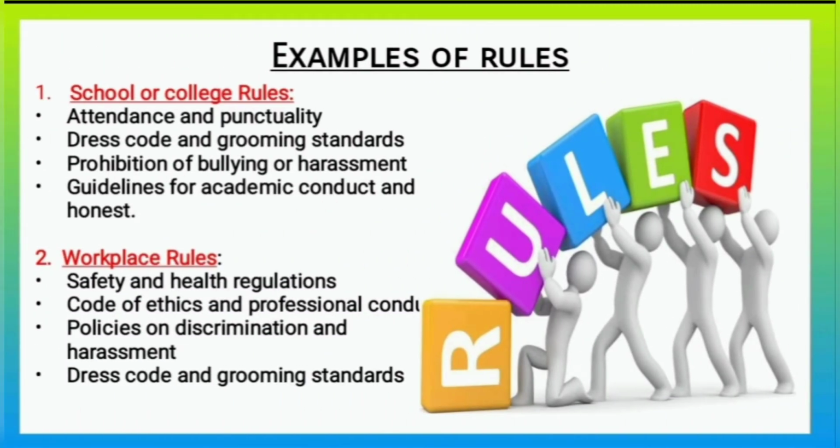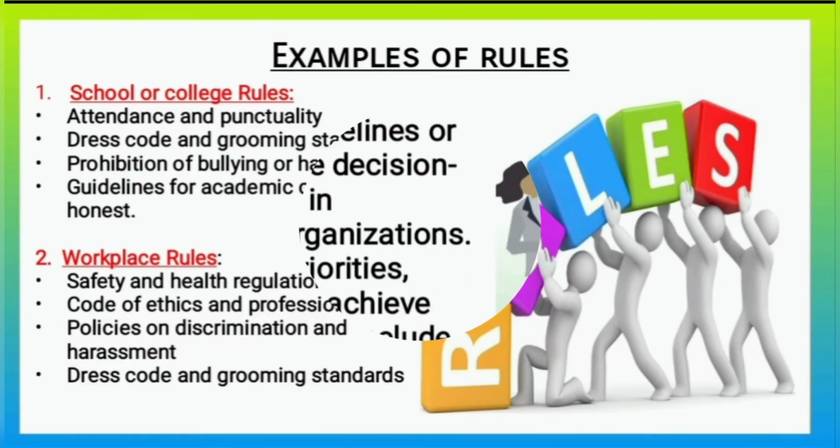Examples of rules. 1. School or college rules. Attendance and punctuality. Dress code and grooming standards. Prohibition of bullying or harassment. Guidelines for academic conduct and honesty. 2. Workplace rules. Safety and health regulations. Code of ethics and professional conduct. Policies on discrimination and harassment. Dress code and grooming standards.